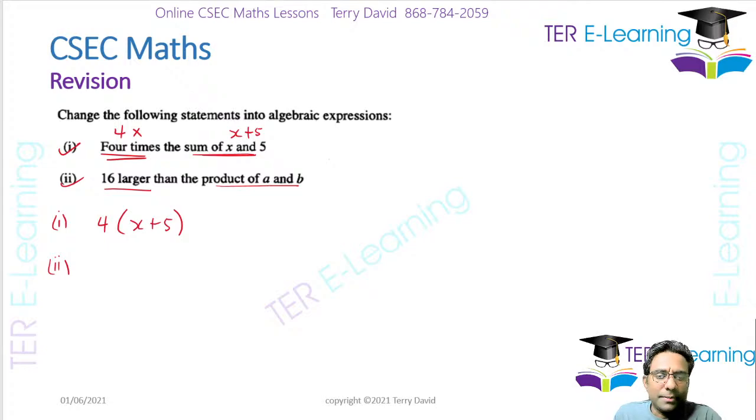So take a look at part 2. 16 larger than the product of A and B.